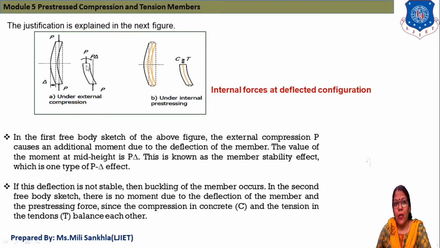Look at this. In the first case the deflection is stable, but if the deflection is not stable, in that condition, the free body diagram of this member has no moment due to deflection of the member. In prestressing force, the compression C and tension in tendon T balance each other. Here no moment will be induced, because the compressive force of prestress and the tensile force of the tendons are balanced to each other.